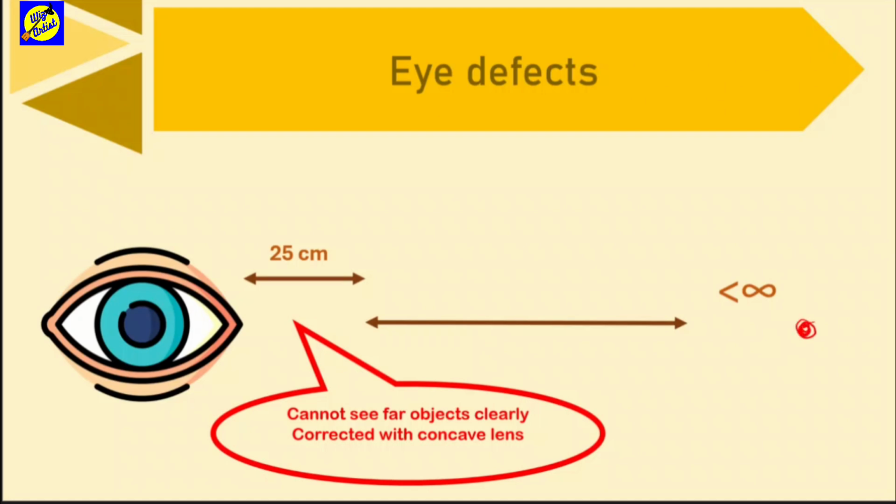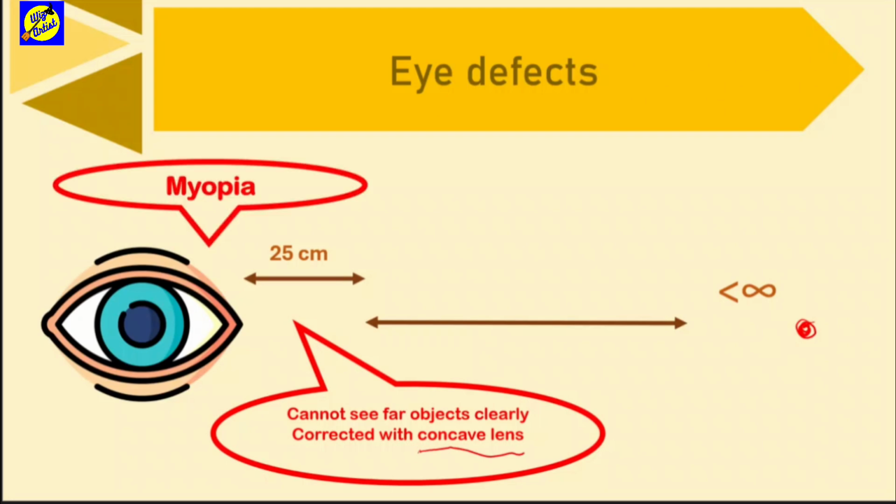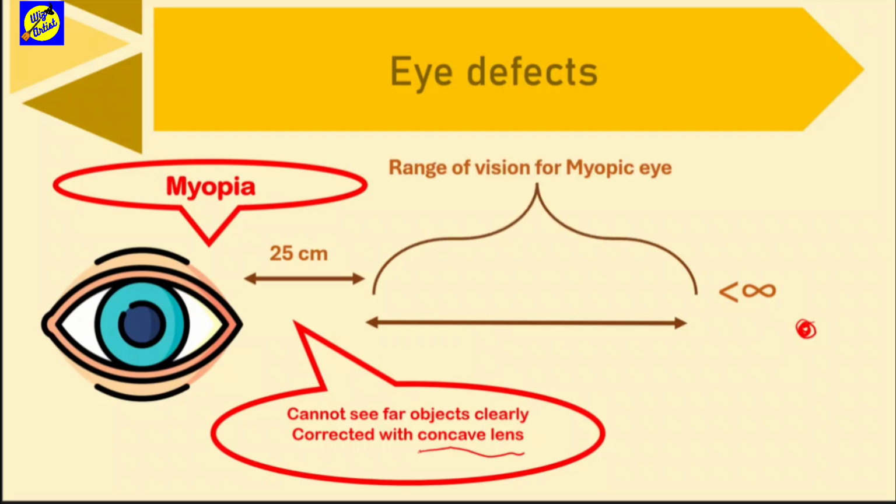So, suppose an object is placed over here. It is at infinity. A healthy eye will be able to see it because the range of a healthy eye is infinity. But an eye with this defect will not be able to view it clearly. It appears blurry. To view that object clearly, this eye will need specs with concave lens. This defect is called myopia, and the vision range of myopic eyes is from 25 centimeters to less than infinity.